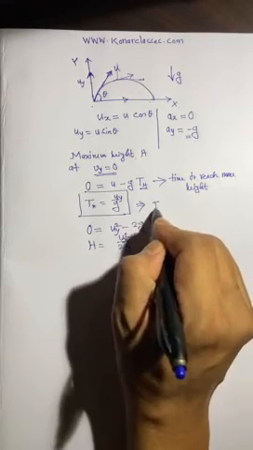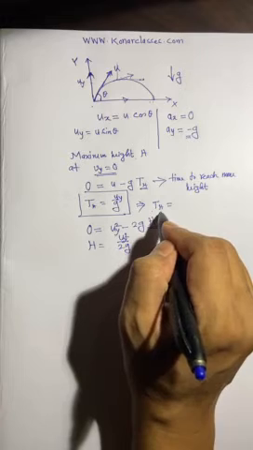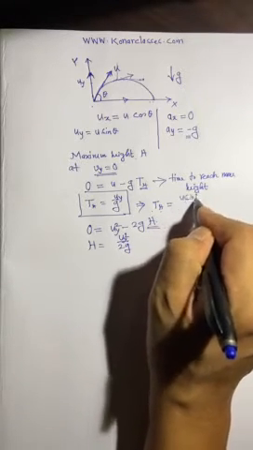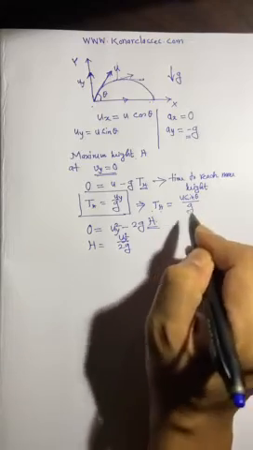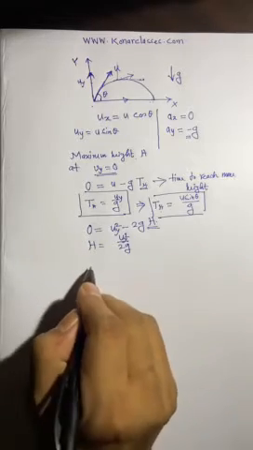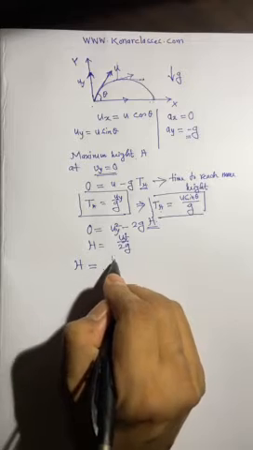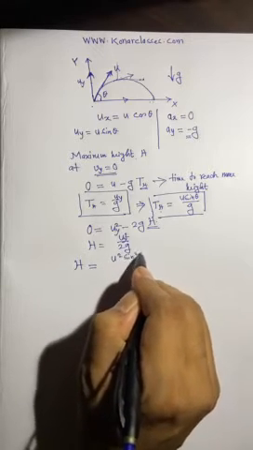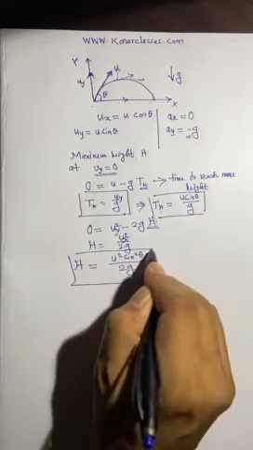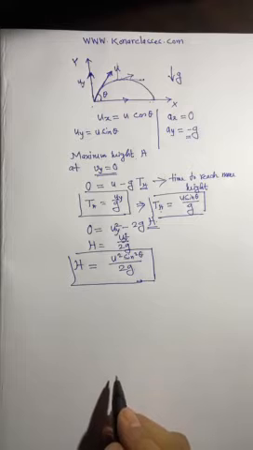So in this case, the time taken to reach maximum height for the projectile will be u sine theta by g. This is an important formula we need to remember. And the maximum height h will be u square sine square theta by 2g. For the projectile, this is another formula that you need to remember.